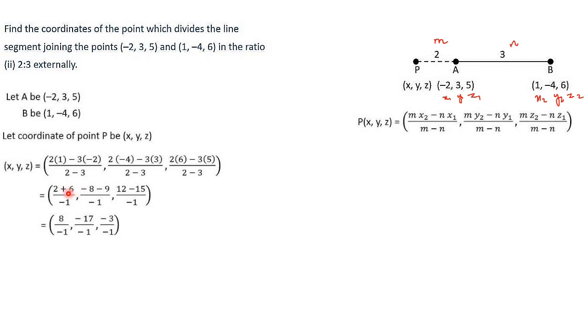So 2 plus 6 is 8, 8 by minus 1. Then minus 8 minus 9 is minus 17, minus 17 by minus 1. 12 minus 15 is minus 3, minus 3 by minus 1. A little more work: 8 by minus 1 is minus 8. Here both minus signs cancel, only 17. Here also both minus signs cancel, so 3 by 1 is 3. So this is the required coordinate.